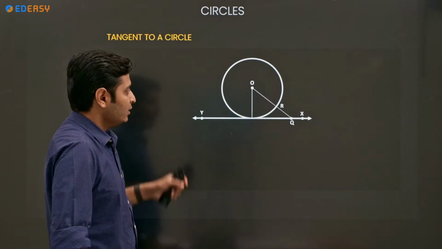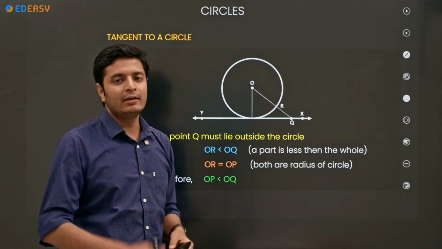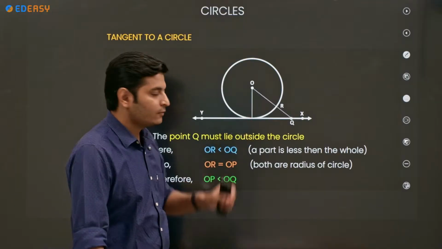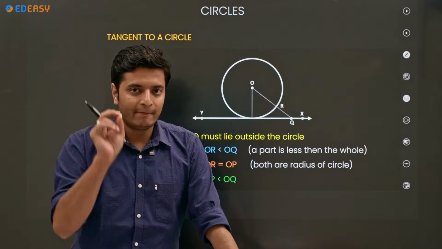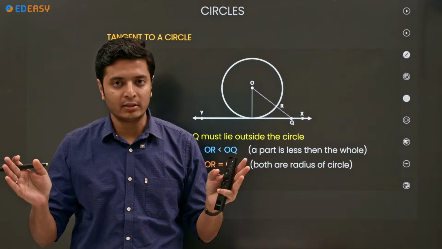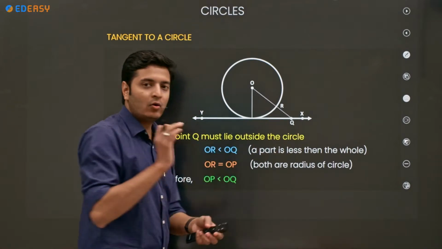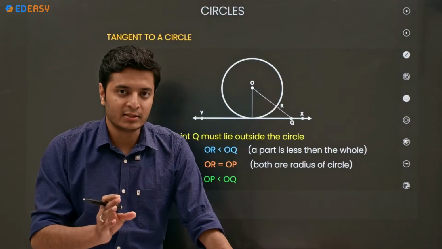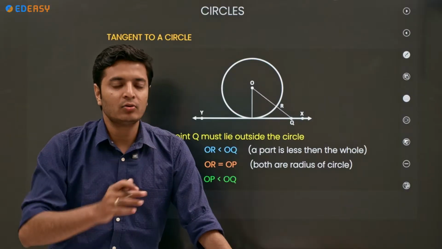Now, here, the point Q must lie outside the circle. It will be lying outside the circle only. Why is that? Because there is only one point of contact. So the line is not passing through the inside of the circle. So every other point on this line will always be lying outside the circle. Correct? You can consider this point Q anywhere. It will always be lying outside the circle because the only point of intersection or point of contact is on the boundary of the circle.